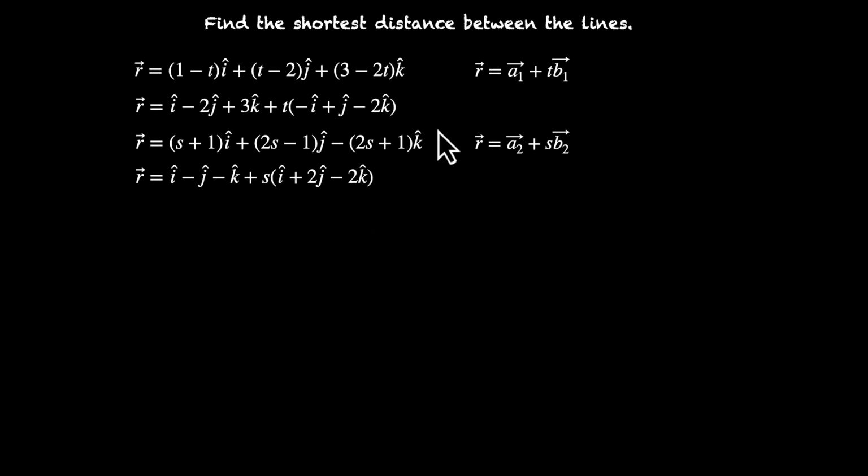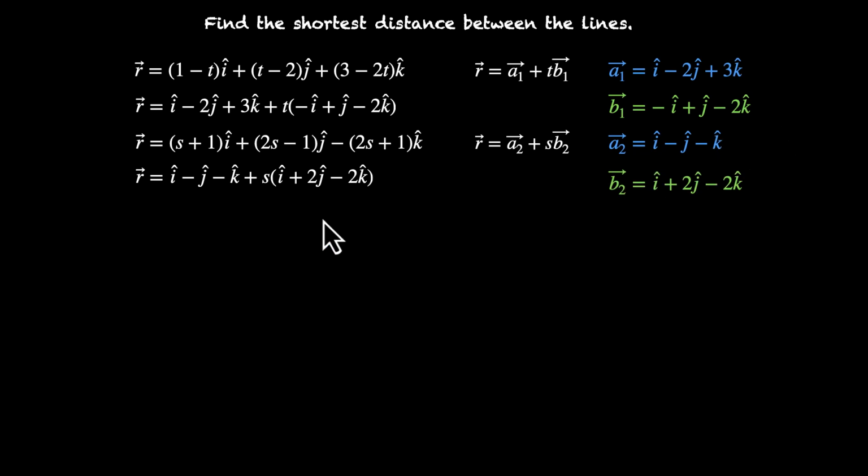So now we have A1, A2, B1 and B2. Let's write them down. A1 vector is I cap minus 2 j cap plus 3 k cap. A2 vector is I cap minus j cap minus k cap. B1 vector is minus I cap plus j cap minus 2 k cap. And B2 vector is I cap plus 2 j cap minus 2 k cap.